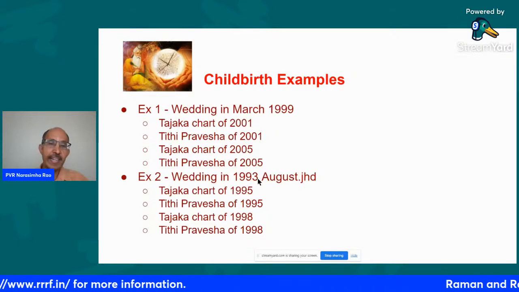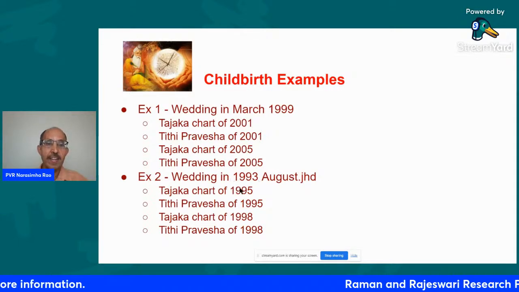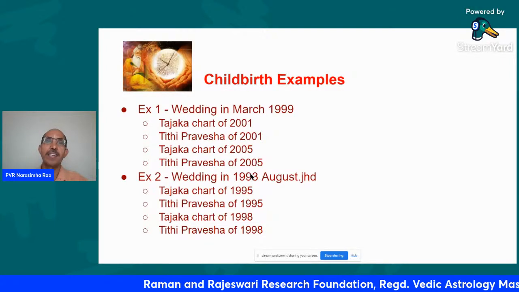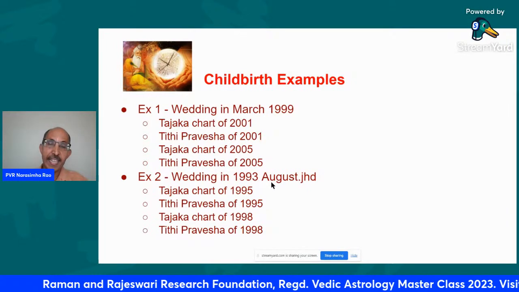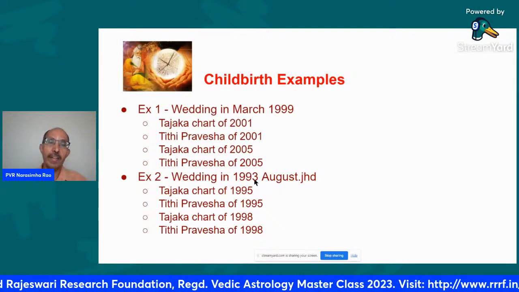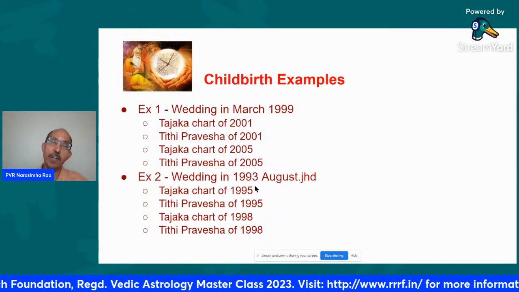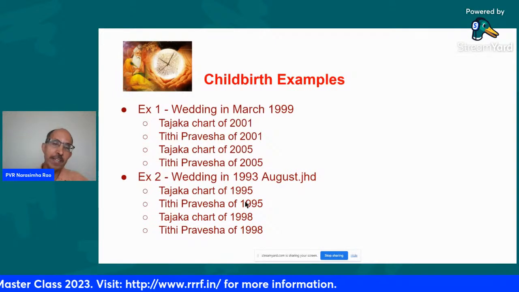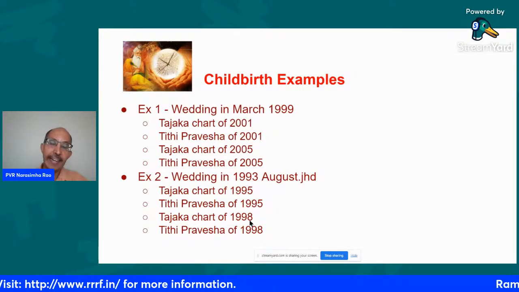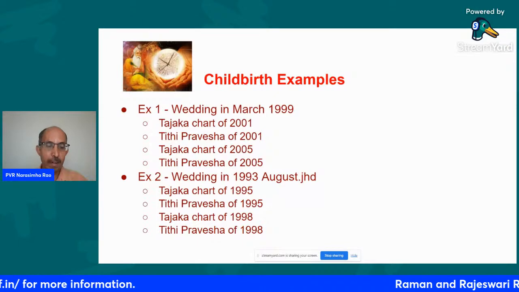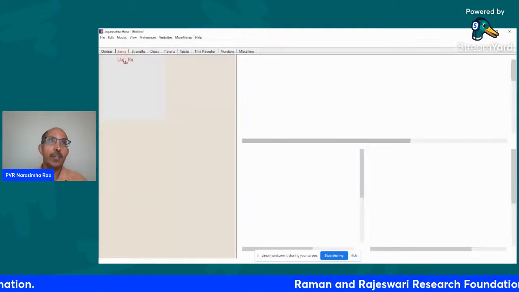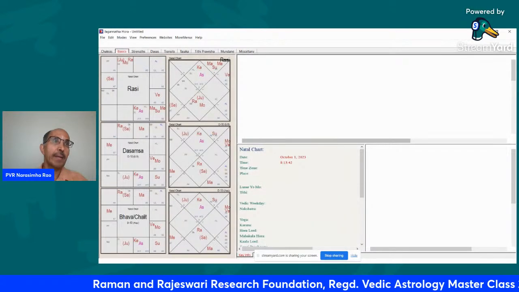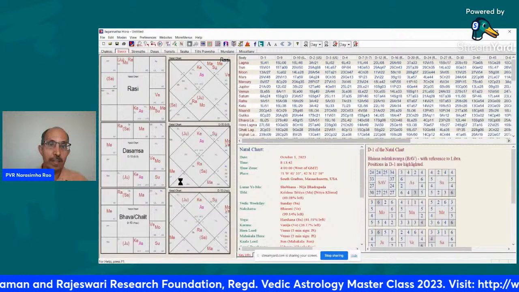And for the second chart, the August 1993 wedding chart, the child was born in early 1996, before August 1996. So we had to look at the annual chart of 1995, not 1996. So we look at Tajika and Pravesh charts of 1995 and 1998. So let me bring up Jagannatha Hora, and give me a second. Let me open the chart.